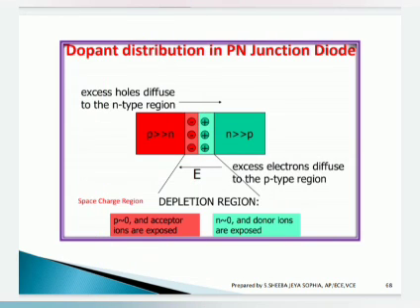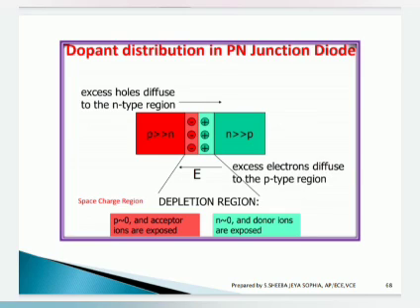And this is shown in the dopant distribution here. You can see when the excess holes and excess electrons start to diffuse from the p-type and the n-type region, a depletion is created between the p-type and n-type regions, and this region is said to be the depletion region. Calculation of this depletion region width is the major parameter in the PN junction diode.